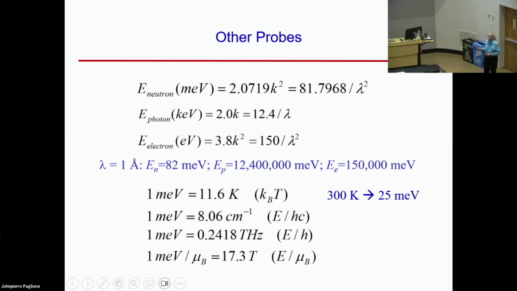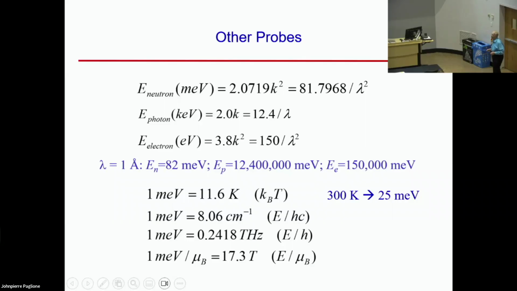I just threw this in so you can memorize it if you want: neutrons, photons, and electrons, those are the dispersion relations. And the nice thing is, if you have a 1 angstrom neutron, you have 82 millielectron volts. For photons you have 12 million millielectron volts. Electrons are way up there in energy.